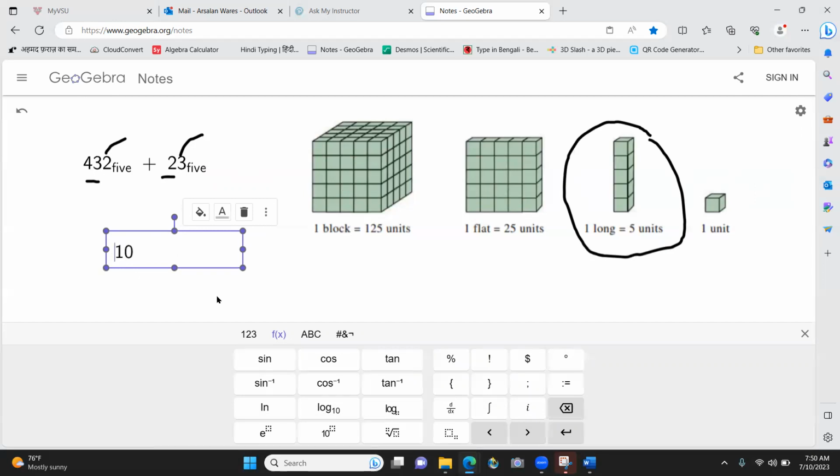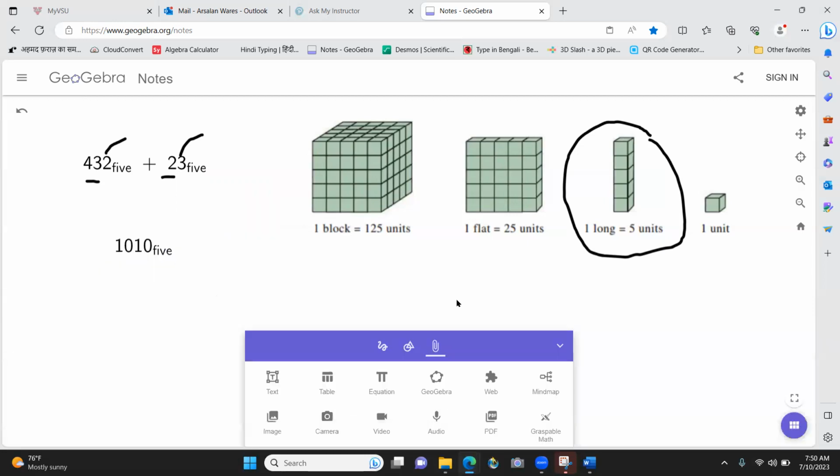I'll have 5 flats. 5 flats can be traded for 1 block. Okay, I will check it for you, but before I do that, this is in base 5. If you find this a little difficult, just convert the numbers to base 10, but I will check it for you on the calculator just to see.